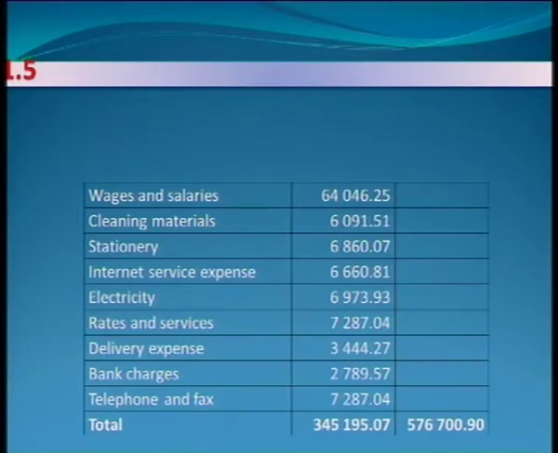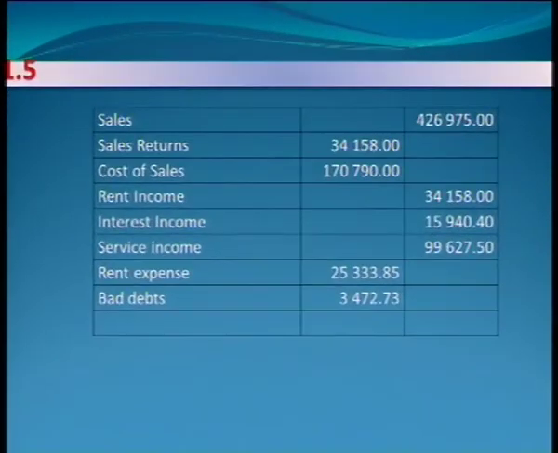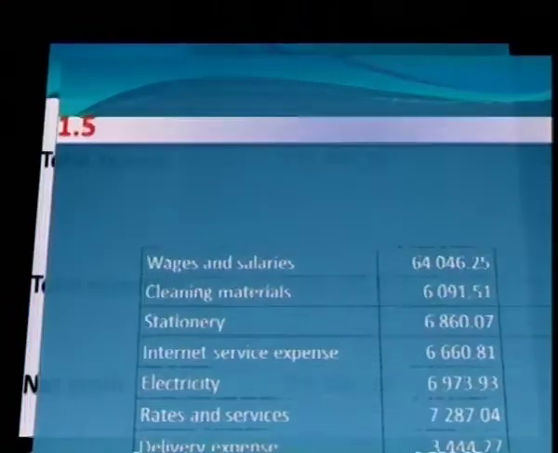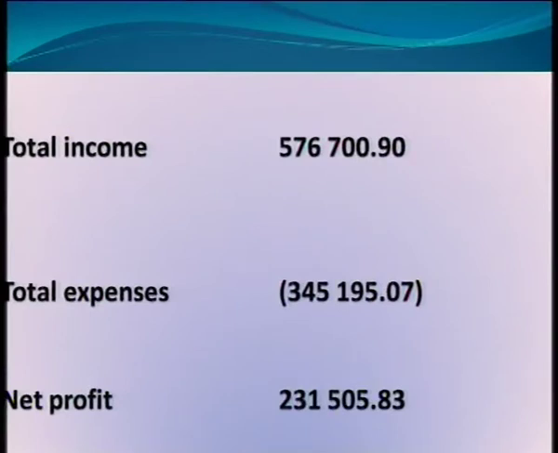$195.07. Your total income, as can be seen when you include all your sales, your rent income, your interest income, and your service income, they total $576,700.90. Now we need to calculate what is our net profit. We have already calculated our total income and we have calculated our total expenses.